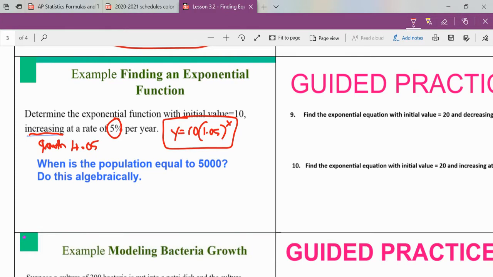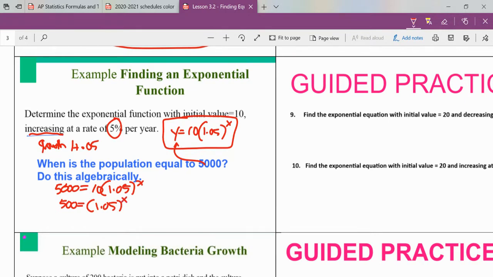And we're learning how to practice solving some of these problems. The question says, when is the population equal to 5,000? Well, that's what that y value is. So I've got to solve this. So 5,000 equals 10 times 1.05 to the x. Probably easy just to start off here, just divide both sides by 10. So you'd have 500 equals 1.05 to the x.